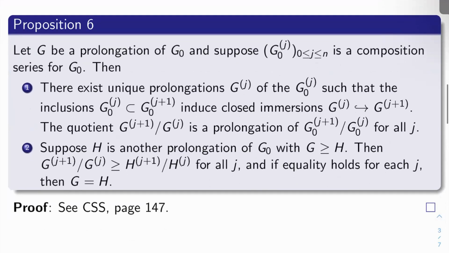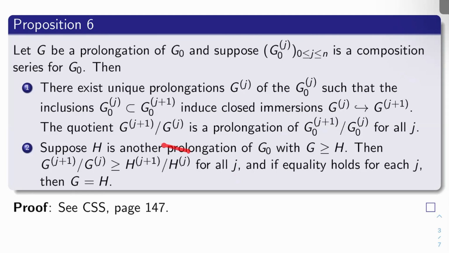Okay, let's suppose I have another prolongation H of G0, and suppose I know H is a subgroup of G. Well, then it turns out that taking quotients respects this subgroup inclusion here. So G to the J plus 1 mod G to the J contains as a subgroup H to the J plus 1 mod H to the J for all J.